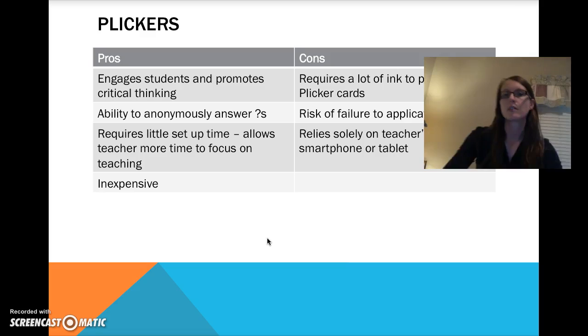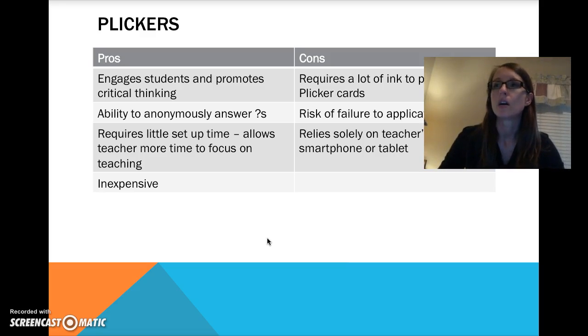So it also requires little setup time, allows the teacher more time to focus on teaching rather than setting up. It's fairly easy to use, with little training time. I actually Googled how to use it, and it was really easy. It's also inexpensive. You just have to print out Plicker cards for each student, and you download the app on your phone, which is free, and that's pretty much it. You're looking at ink and paper.